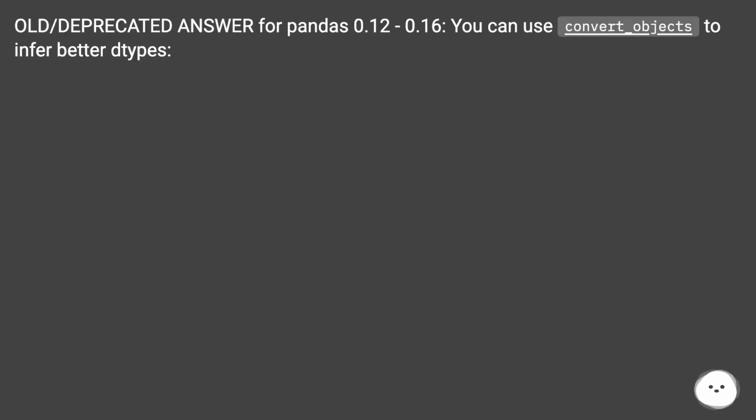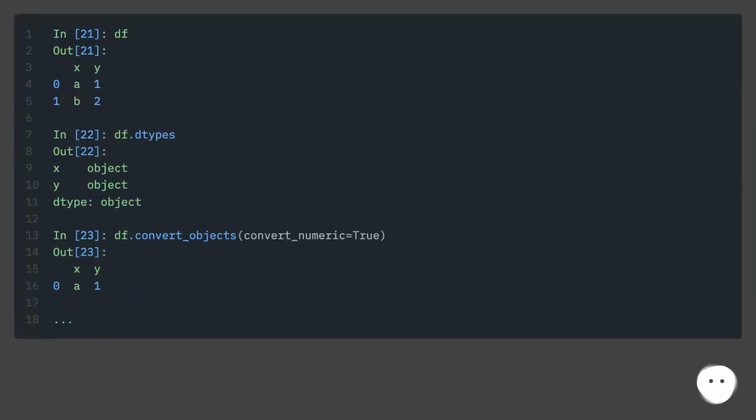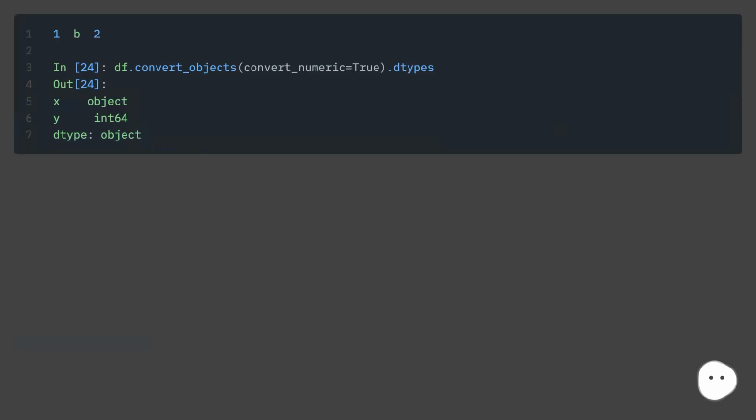Old, deprecated answer for Pandas 0.12 to 0.16: you can use convert_objects to infer better types. Magic! Sad to see it deprecated.